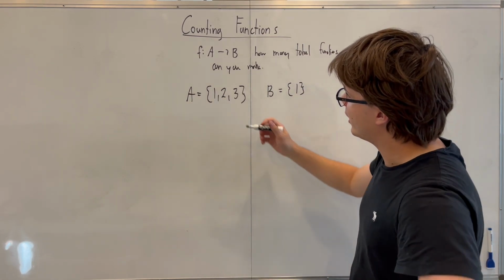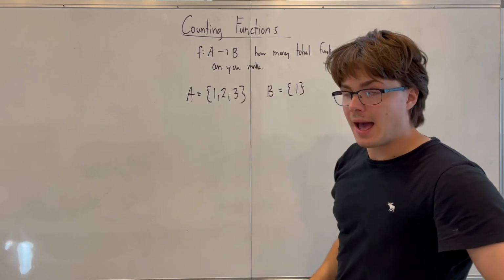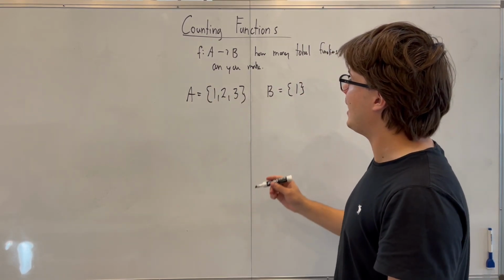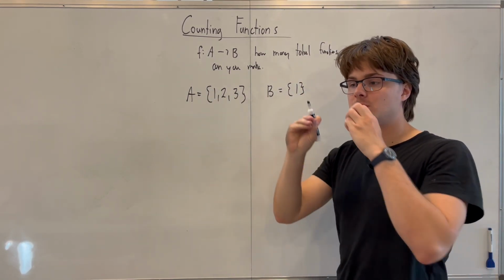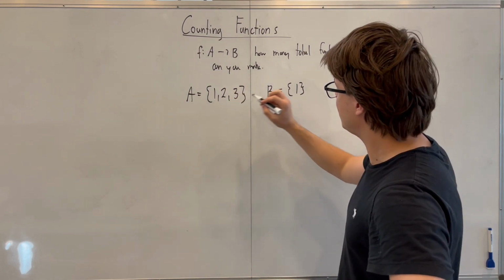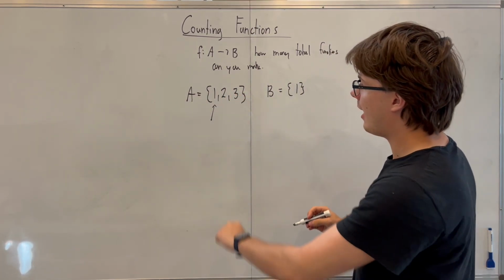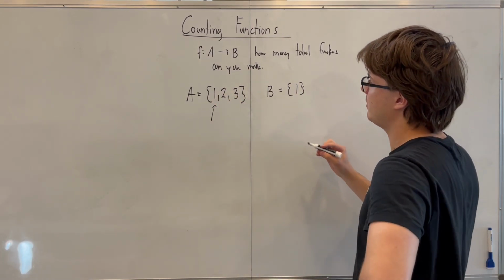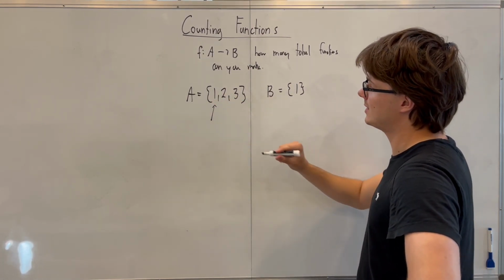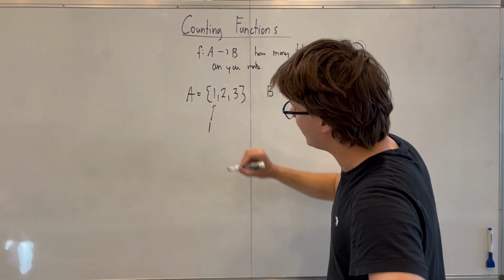Well, let's do the following. We know that we need to map every single element in A only once to something in B. So how many ways can we map 1? Let's just look at the 1 element here. How many ways can 1 be mapped to something in B? Well, the answer is once, because there's only one element it can map to, so it's going to be 1.